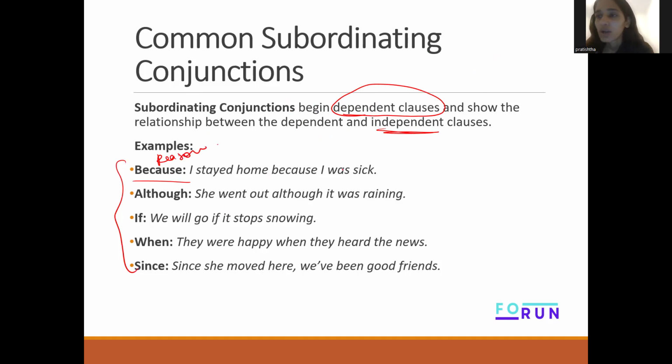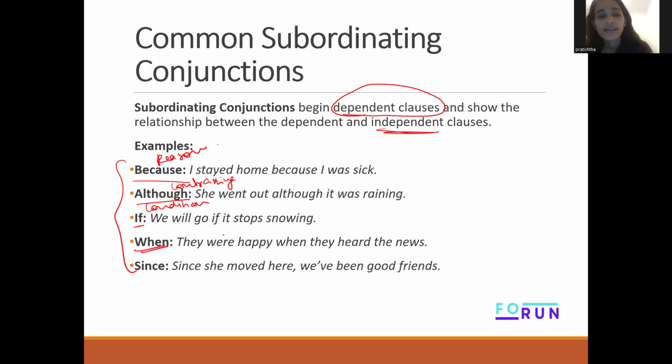I stayed home because I was sick. So why? Because I was sick. Although gives a contrasting idea. She went out although it was raining. If shows condition. We will go if it stops snowing.